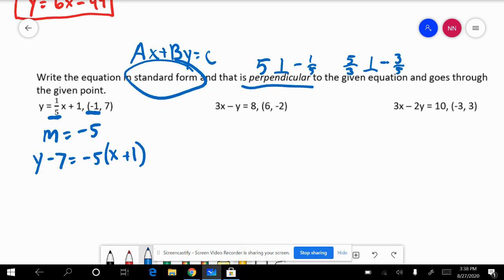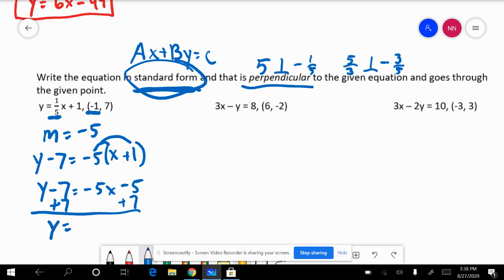Now remember, this is not standard form. We're going to turn it into standard form. So first thing we're going to do is distribute. Then we're going to add the 7. And we get y equals negative 5x plus 2.